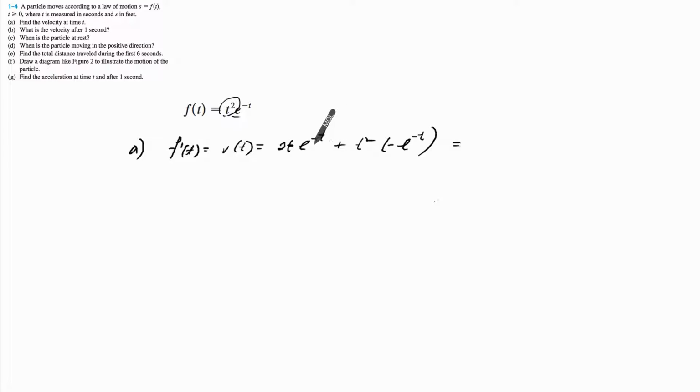Okay, we can simplify that a bit. We can factor out t and e to the power of minus t, and we get 2 minus t. So that's a simplified version of velocity as a function of time.